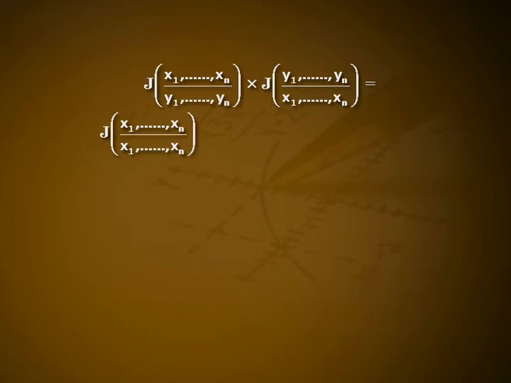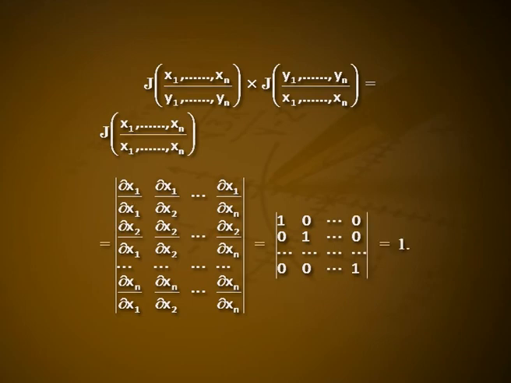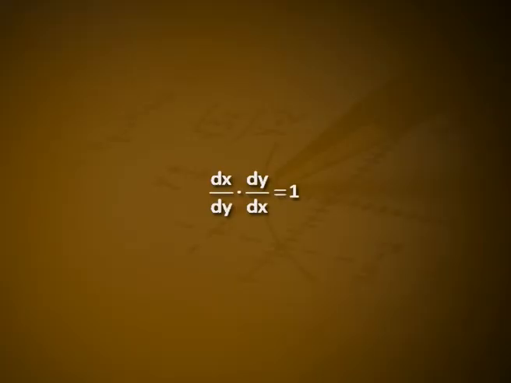equals capital J of x1, etc. xn over x1, etc. xn, which is equal to the determinant, first row, ∂x1/∂x1, ∂x1/∂x2, etc. ∂x1/∂xn. Second row, ∂x2/∂x1, ∂x2/∂x2, etc. ∂x2/∂xn, etc. Nth row, ∂xn/∂x1, ∂xn/∂x2, etc. ∂xn/∂xn, which is equal to the determinant 1, 0, etc. 0. Second row 0, 1, etc. 0, etc. Last row 0, 0, etc. 1, which is equal to 1. This proves the corollary. The above result may be regarded as a generalization of the result dx/dy times dy/dx equals 1.